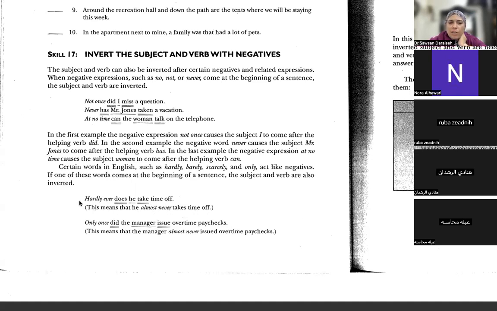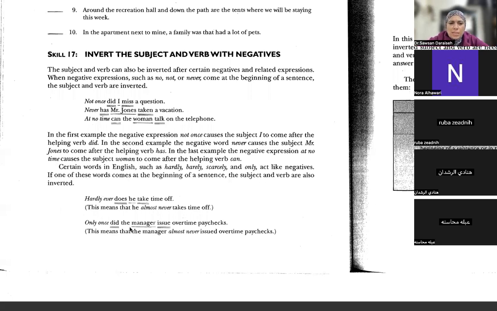When we say hardly ever, it means بالكاد in Arabic. يا دوب. Another way to explain this in English, it means that he almost never takes time off. يعني تقريبا ولا مرة باخذ يعني إجازات. تقريبا. يعني مش معناها بالمرة بس قليل جدا شبه نادر يعني. هاي معناها hardly ever. بالكاد إحنا بنقول. Okay?